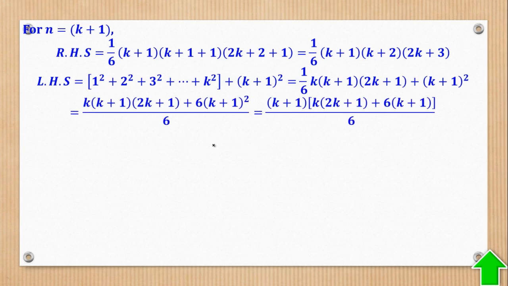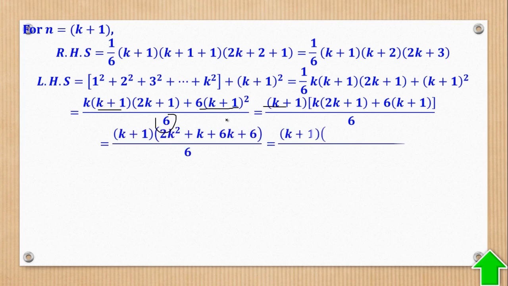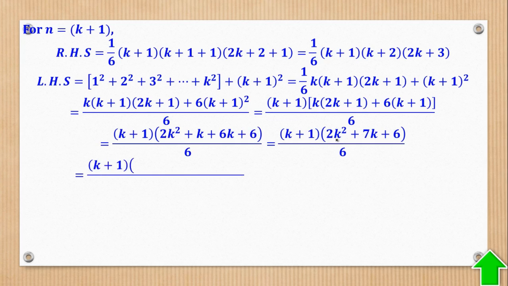Then get the LCM. There is 6 here. Then from there, factorize out k plus 1, k plus 1. They are common. Factorize it out. Then expand this box bracket to give you this, which is this. And after that, we are going to factorize.